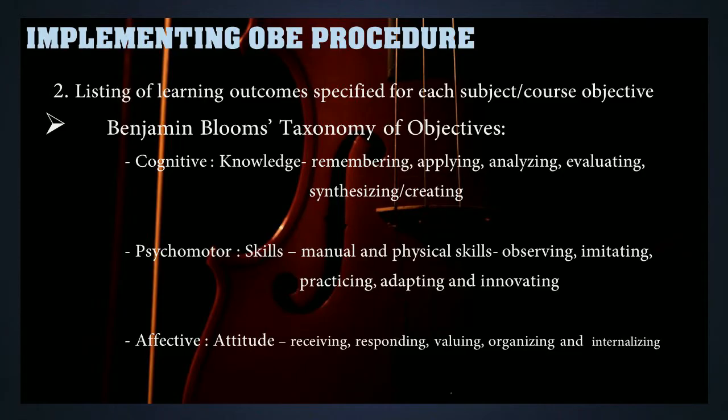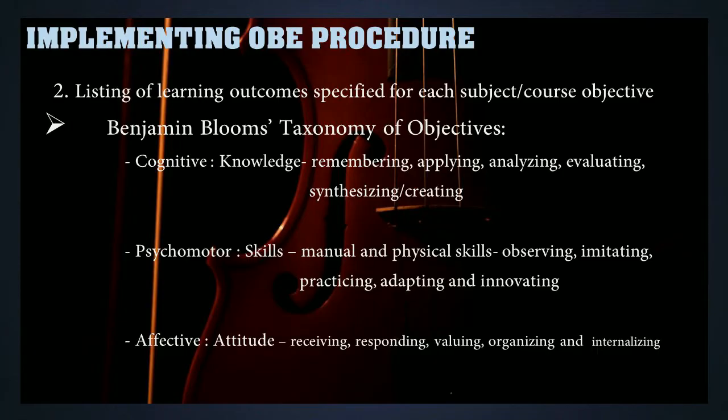Number 2, listing of learning outcomes is specified for each subject course objective. And we are going to use Benjamin Bloom's taxonomy of objectives. Like we have cognitive. Cognitive belongs to what? Knowledge. We have these terms: remembering, applying, analyzing, evaluating, synthesizing, and creating.